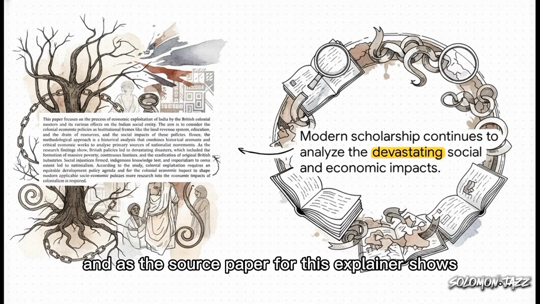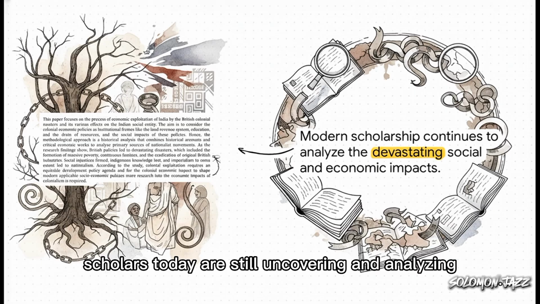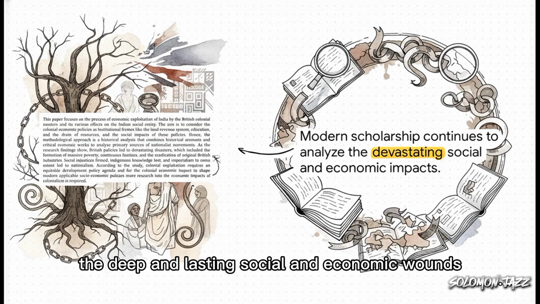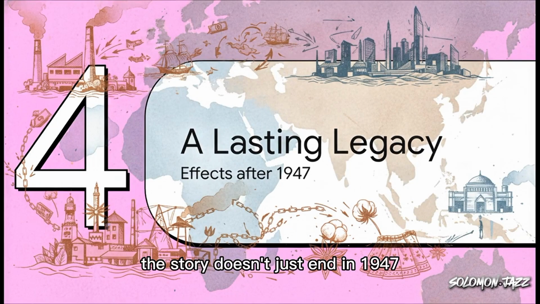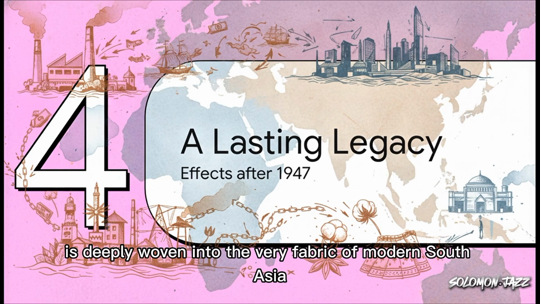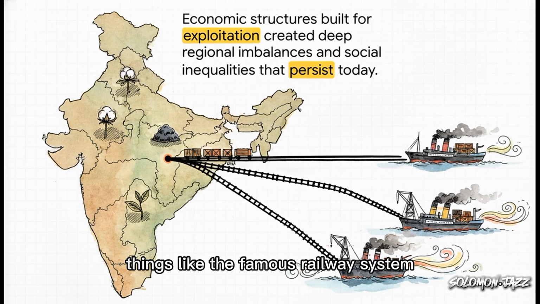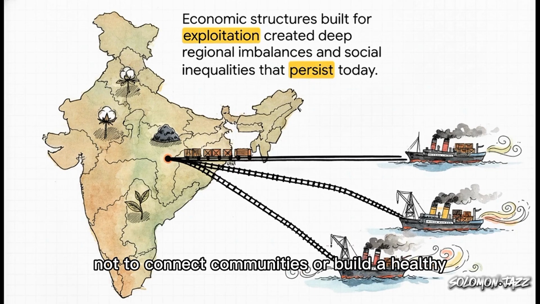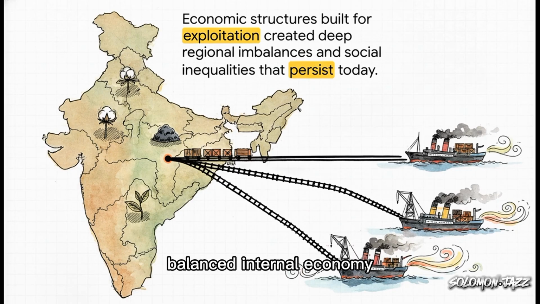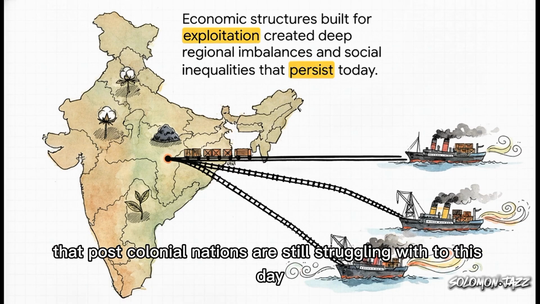And as the source paper for this explainer shows, this isn't just ancient history. Scholars today are still uncovering and analyzing the deep and lasting social and economic wounds that were left behind by these policies. Because, of course, the story doesn't just end in 1947. The legacy of this economic drain is deeply woven into the very fabric of modern South Asia. Think about it. The infrastructure that was built, things like the famous railway system, was primarily designed to get resources out of the country efficiently, not to connect communities or build a healthy, balanced internal economy. This created deep regional imbalances and inequalities that post-colonial nations are still struggling with to this day.